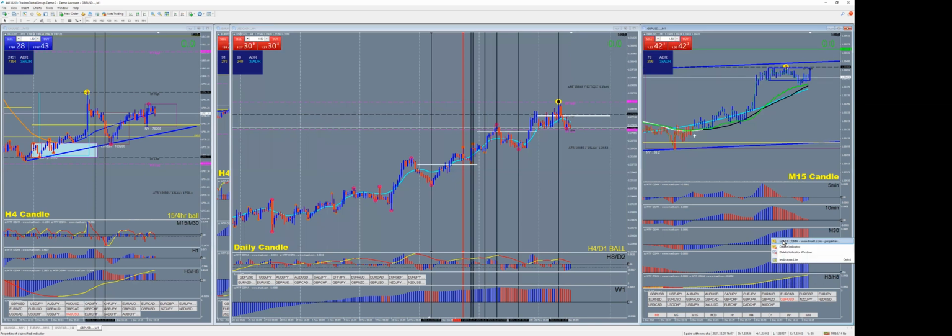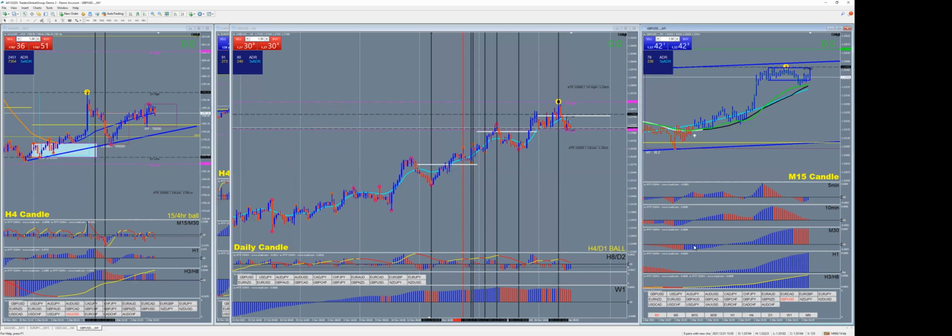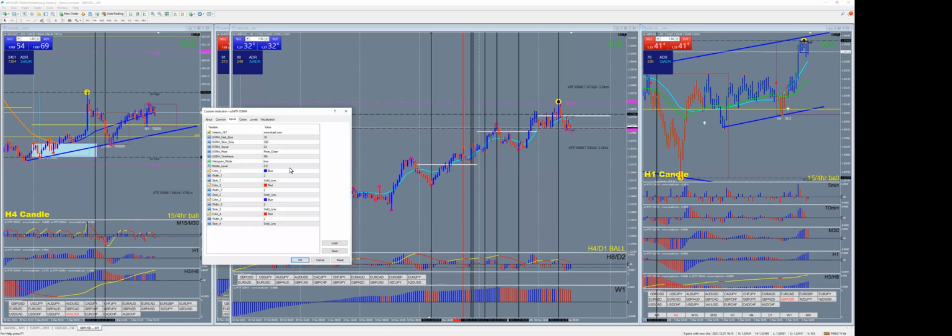Like on the 30 minute, I have it set for 5 minute also. On the 1 minute, but on my 5 minute, everything is set for 5 minute. Like my 1 hour is set for 5 minute.